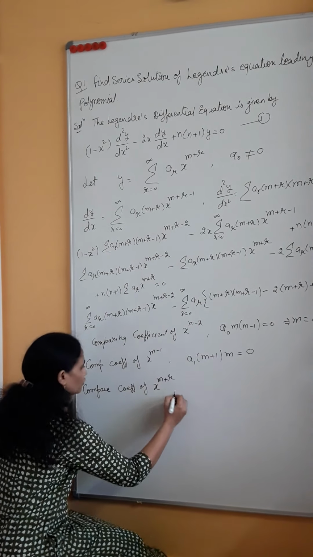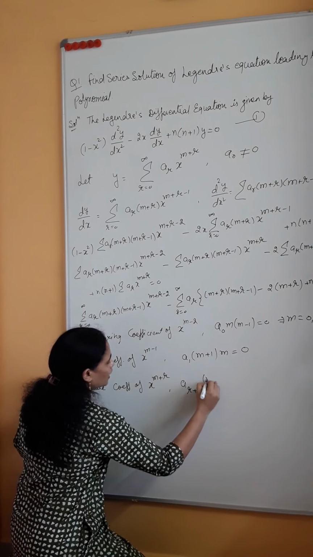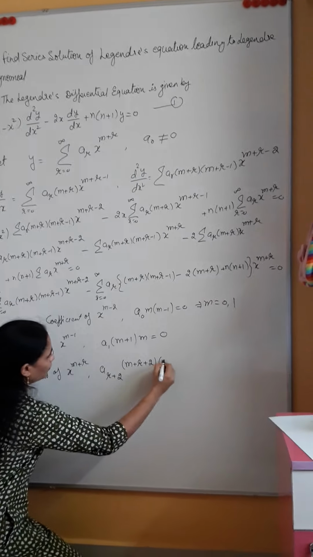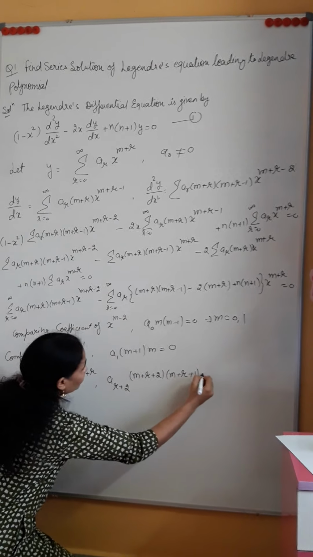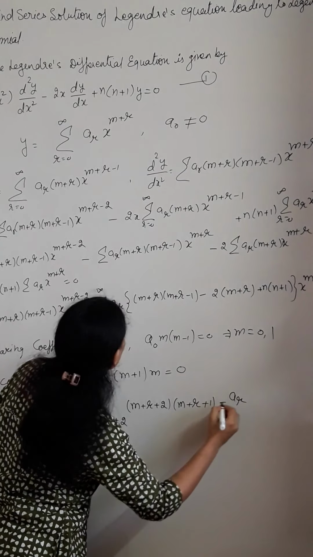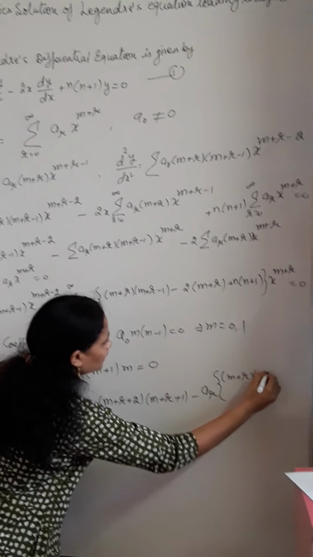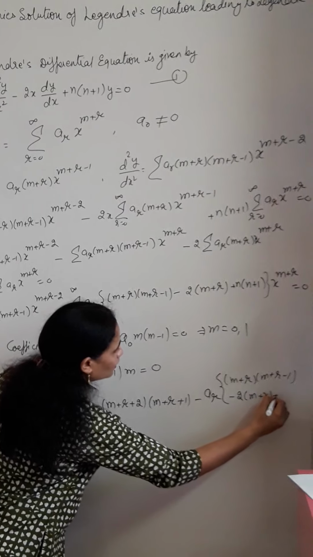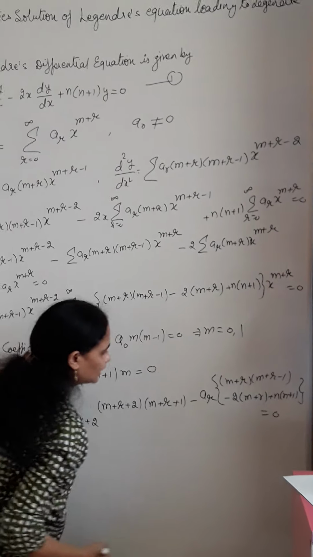So if we substitute, what are we getting? a r plus 2, then m plus r plus 2, and here m plus r plus 1. Then the second term will give the direct value. So let's see, a r, m plus r, m plus r minus 1, minus 2 m plus r, n into n plus 1, is equal to 0.